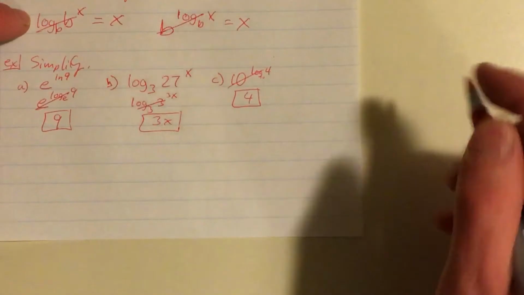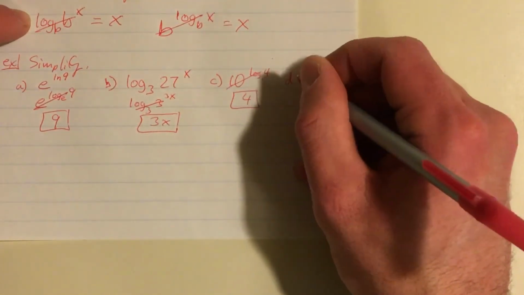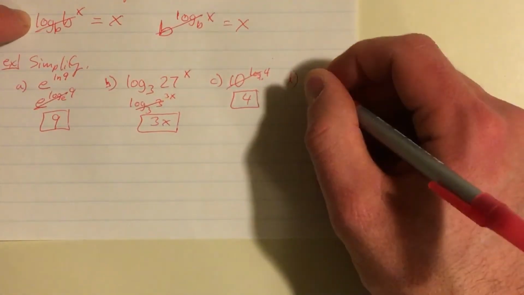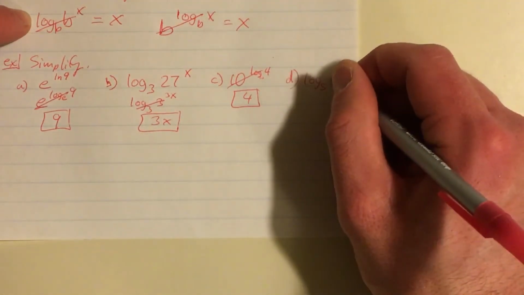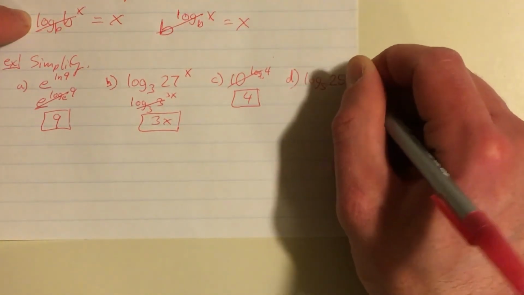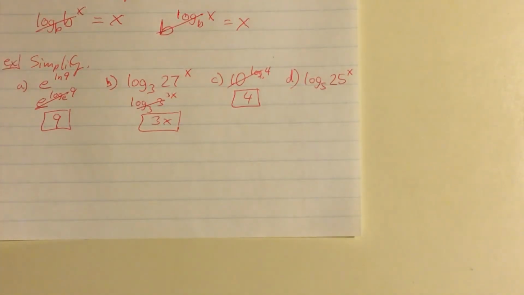And try this next one on your own. See if you can figure it out. I bet you can. Log base 5 of 25 to the x power. So pause the video if you'd like. Give this a try. All right, you're back.